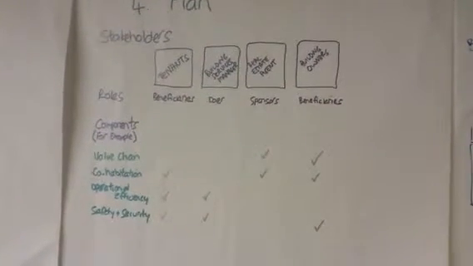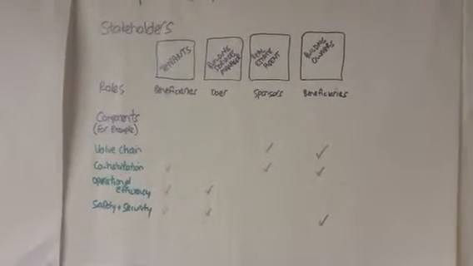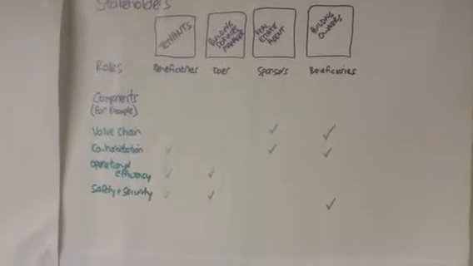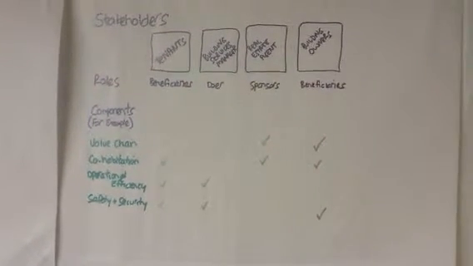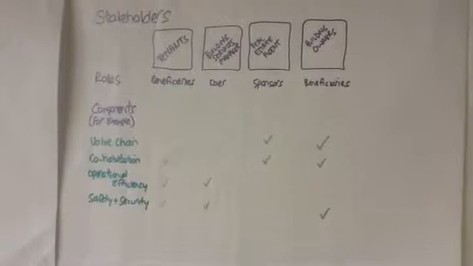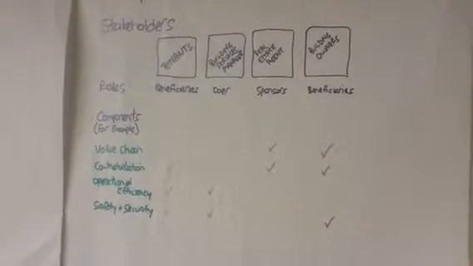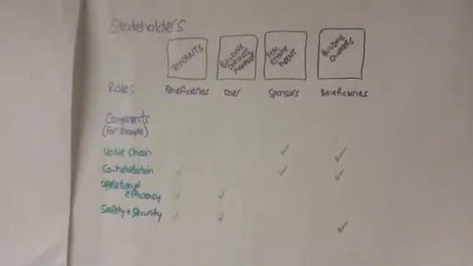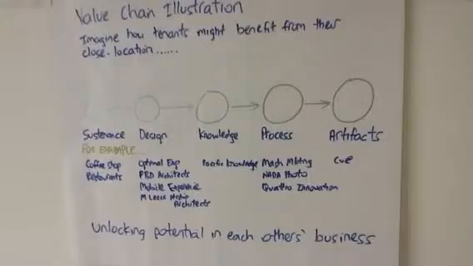We've looked at the components of a plan, for example, value chain, cohabitation in the shared space, operational efficiency that might be achieved by the participants of the shared space, and safety and security that might be enjoyed by the tenants. By way of example, we might develop a value chain.